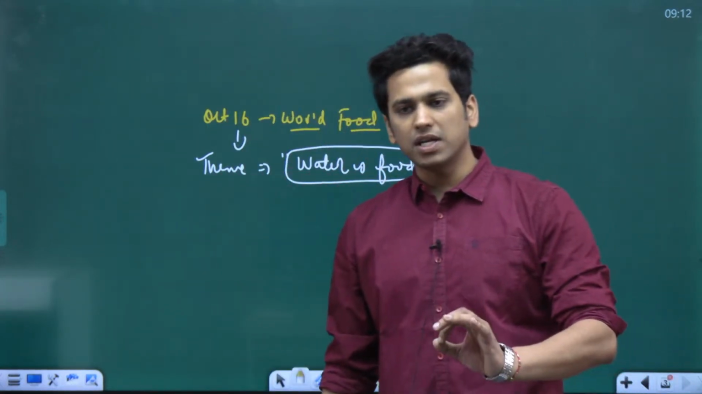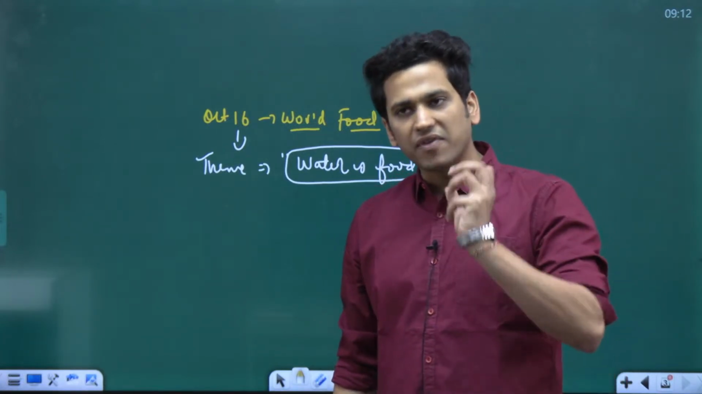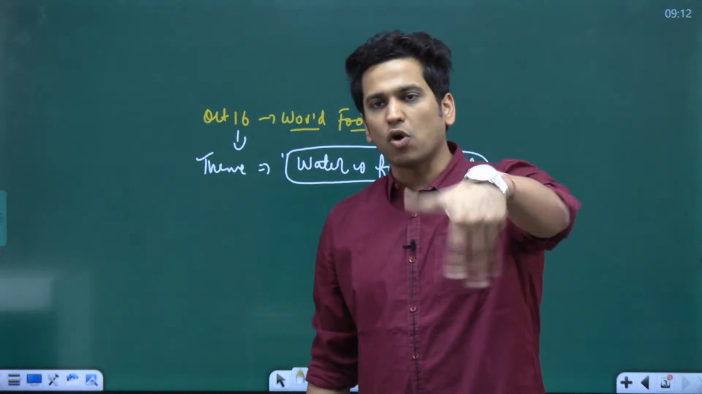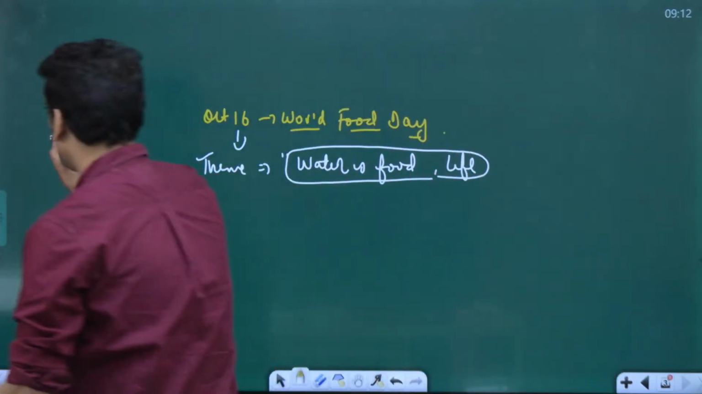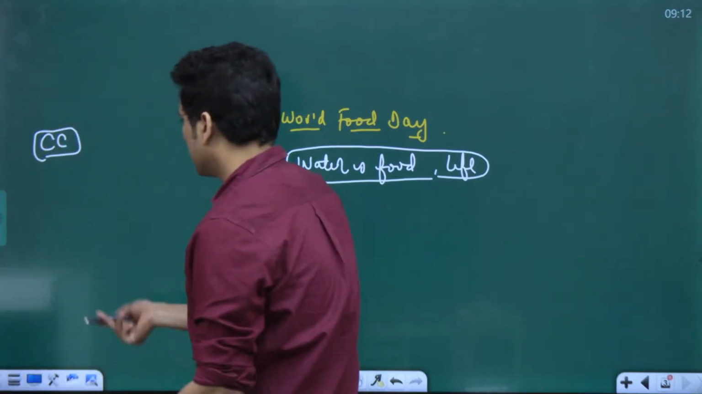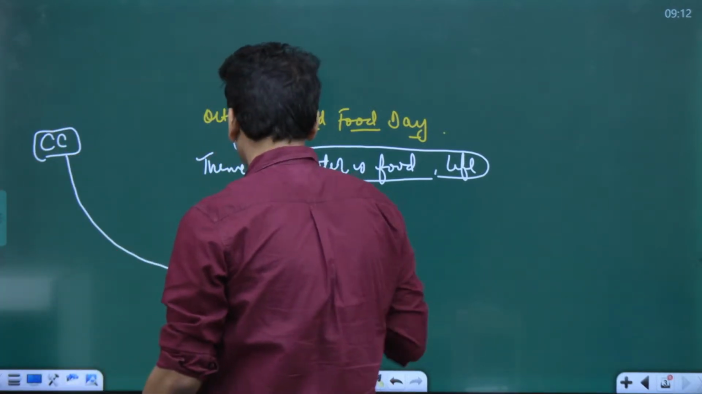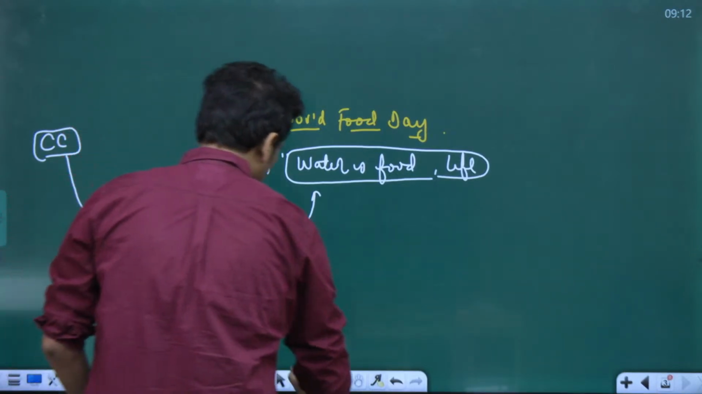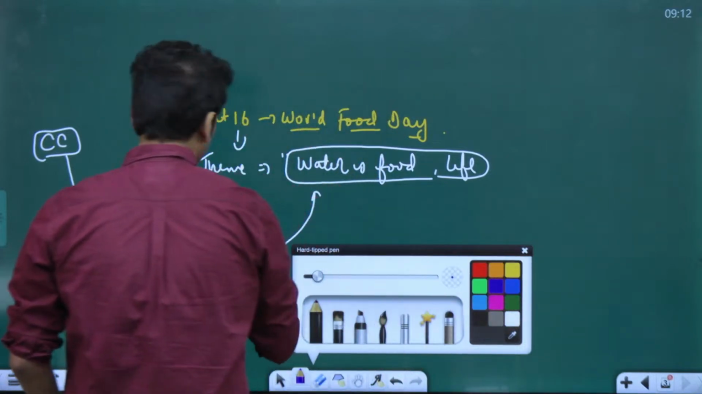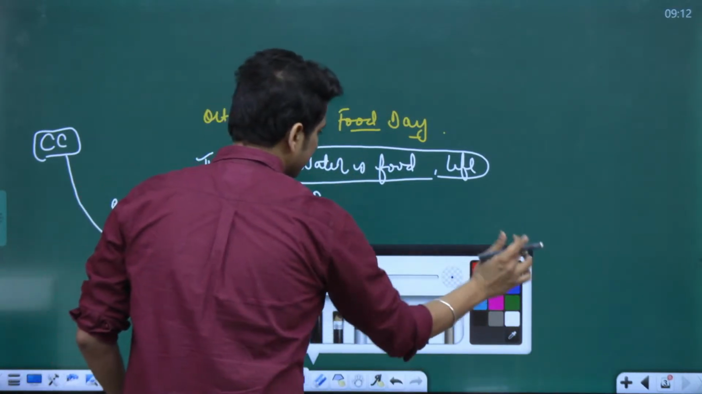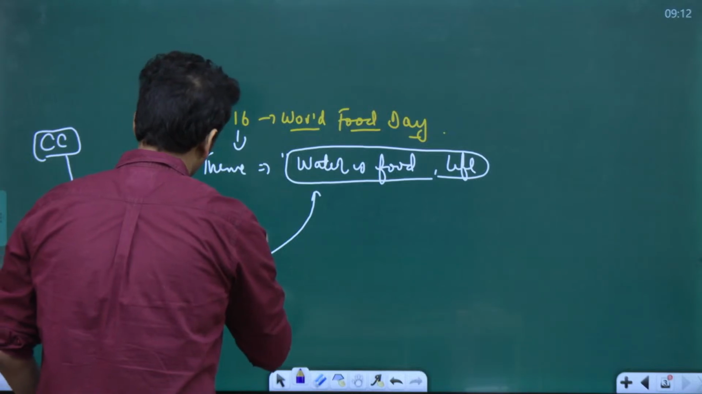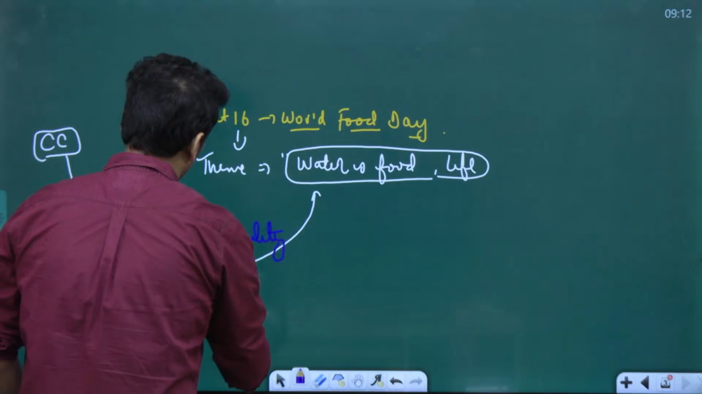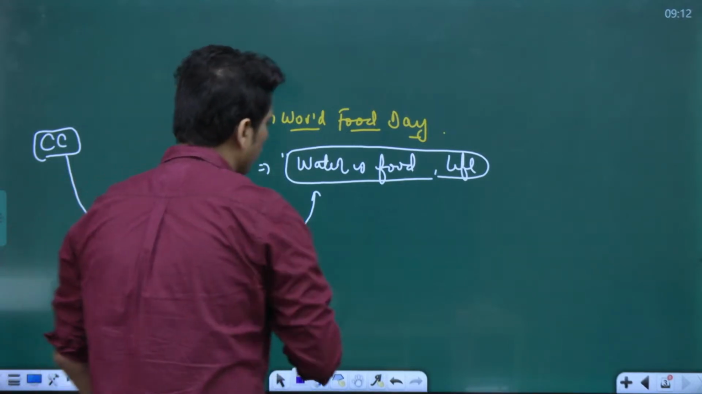Now one of the things that we need to understand is that climate change has a very large impact on the availability of water. When I talk about climate change, let's say I draw over here, climate change. Its impact is directly on the availability of water. So I can write down availability of water.